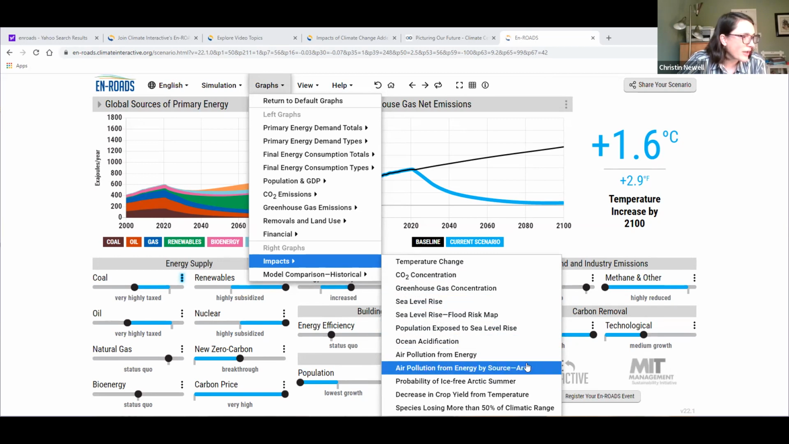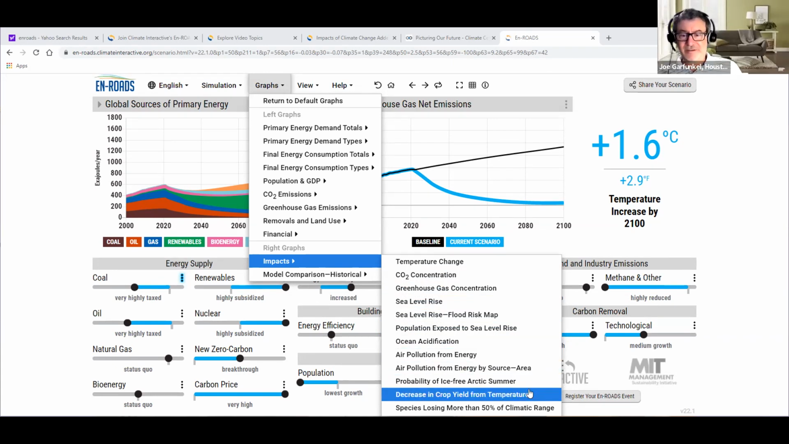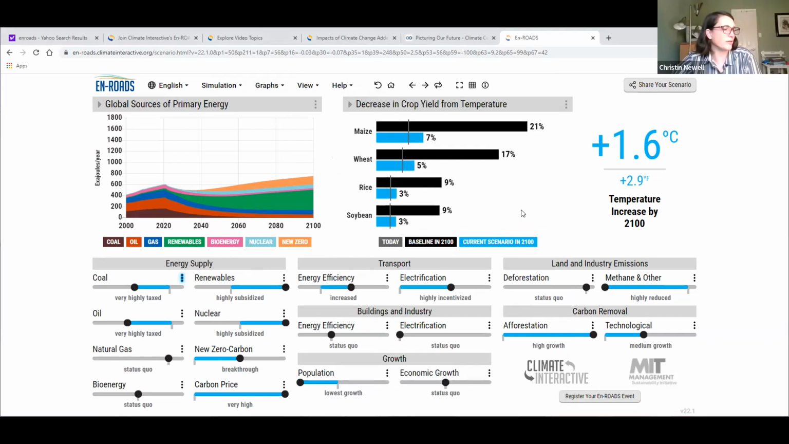Anyway, the ones they already had here before, you can see the ocean acidification, air pollution. All right, so which one do you guys want to look at first? How about the decrease in crop yield? That sounds interesting. Okay, so the black is the base case, and then blue is the case that we came up with.